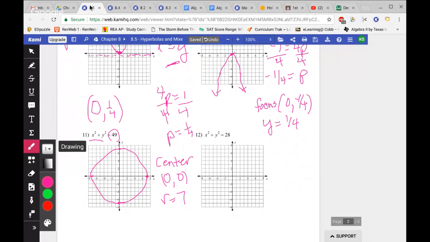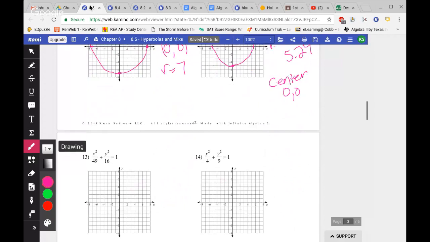And then on this right here, I'm going to take the square root of 28 and approximate it. And I believe it's 5.29. And so that's about right there, right there, right there, and right there. And this is the radius right here, and the center is 0, 0. Okay.